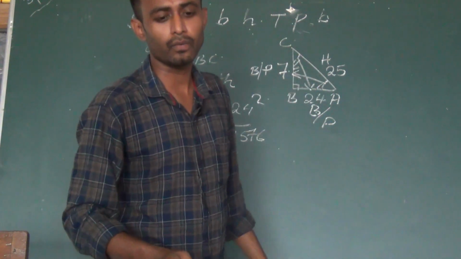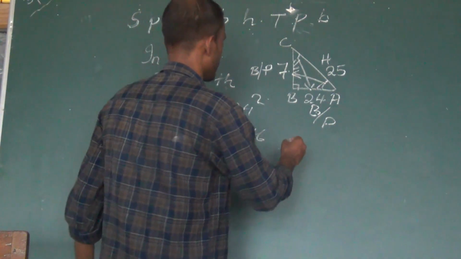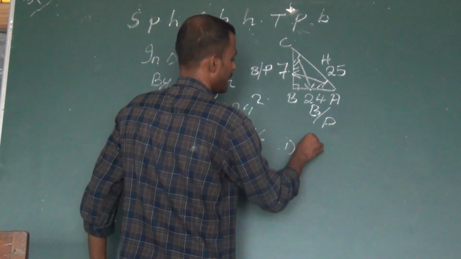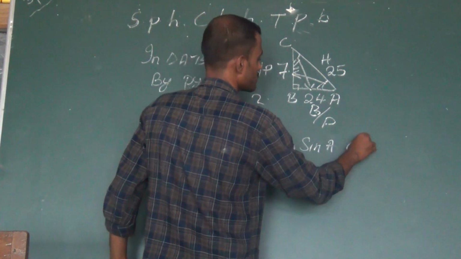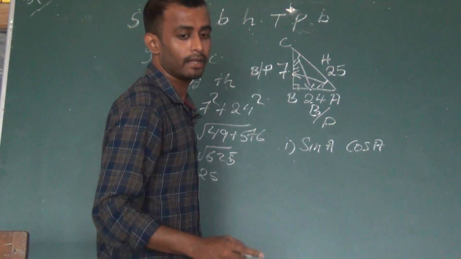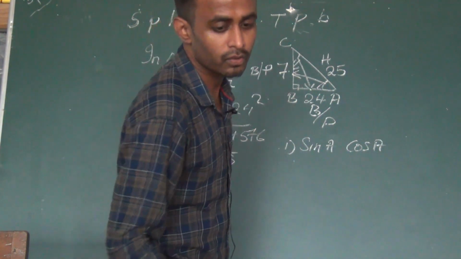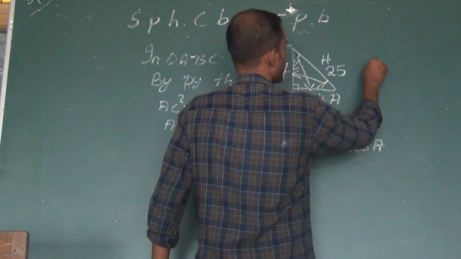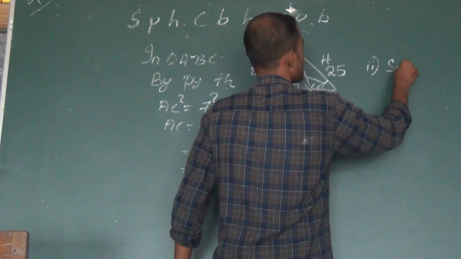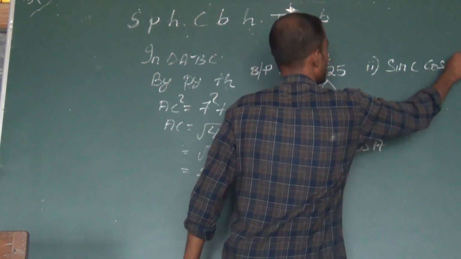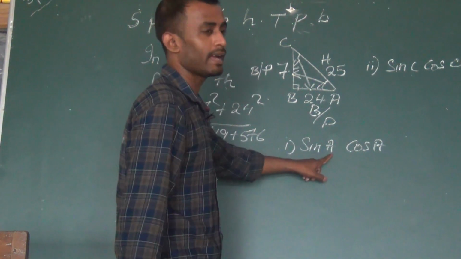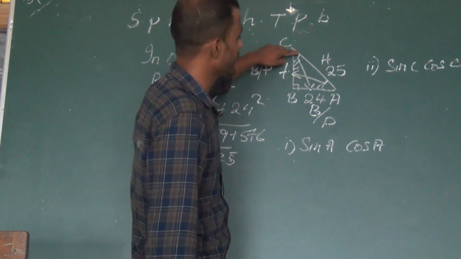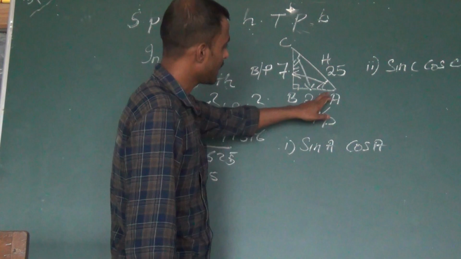The question asks you to find what? Number 1, sin A and cos A. And number 2, the question asks you to find sin C and cos C. That means first you have to take angle A, and then you have to take angle C. Now see sine, I'm taking the angle here.